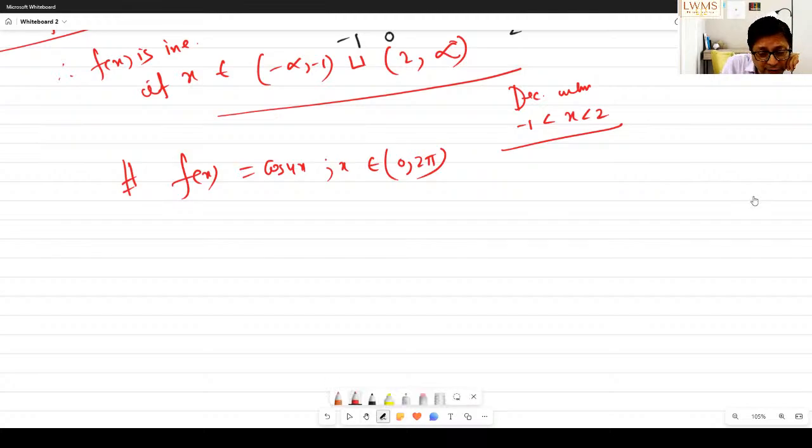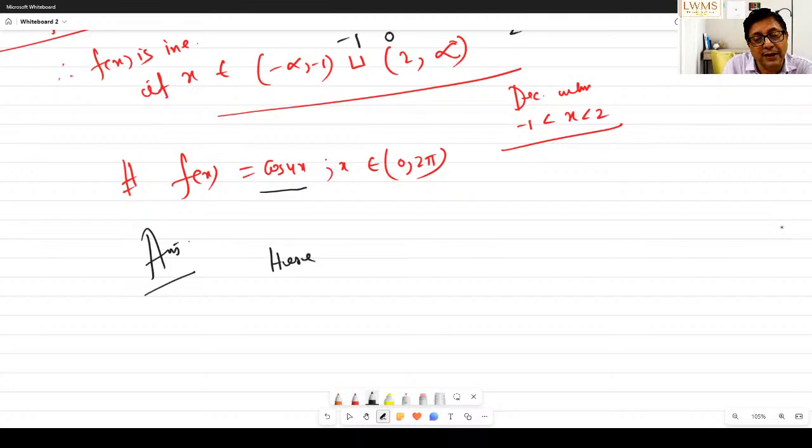Also, before I do it, I would like to tell you that the points at which the derivative vanishes are called critical points. So we will find the critical points. Then we will plot the sign scheme of f dash x, then proceed. So let's start.